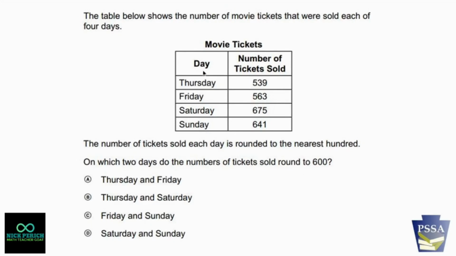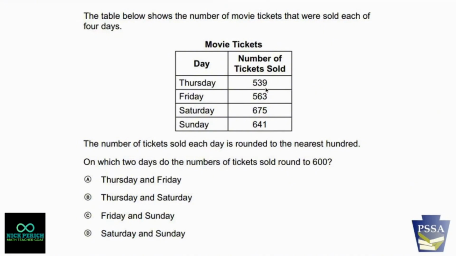On the left side, you have your days: Thursday, Friday, Saturday, Sunday. And on the right side, you have your number of tickets sold. So on Thursday, you sold 539 tickets. On Friday, 563 tickets. On Saturday, 675 tickets. And on Sunday, 641 tickets. The number of tickets sold each day is rounded to the nearest 100. On which 2 days do the numbers of tickets sold round to 600?